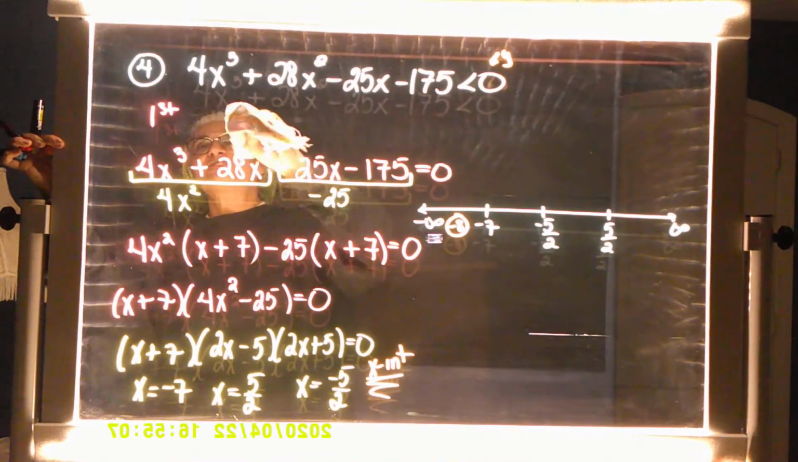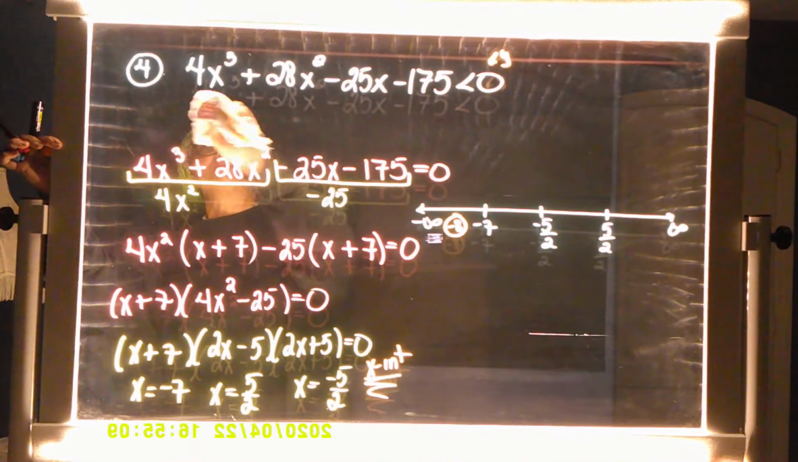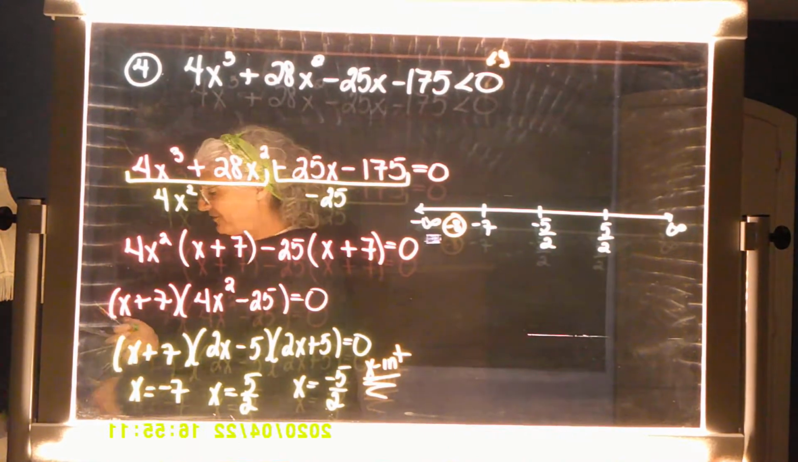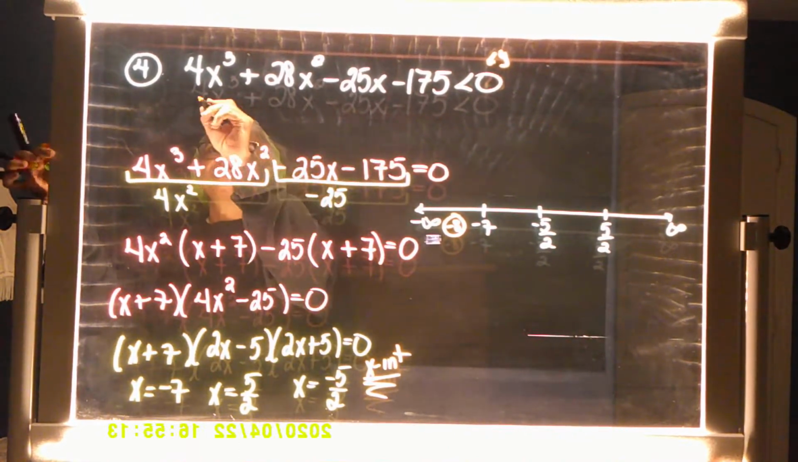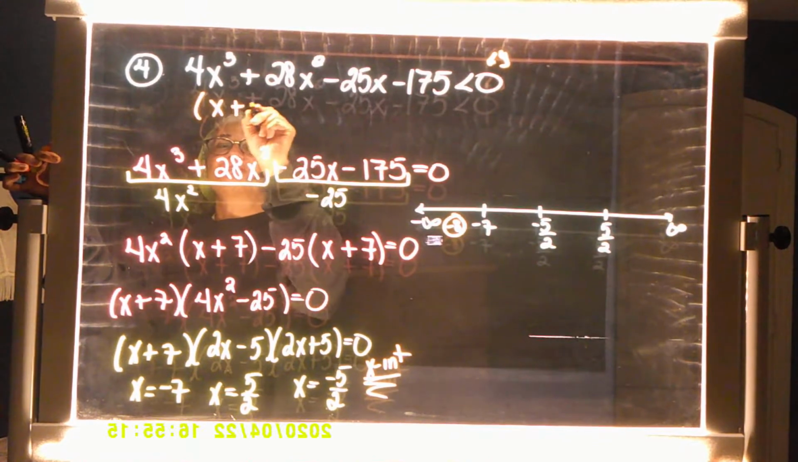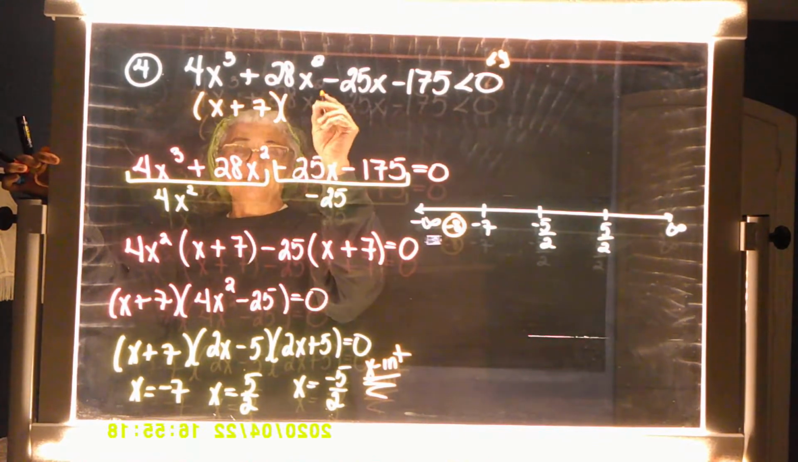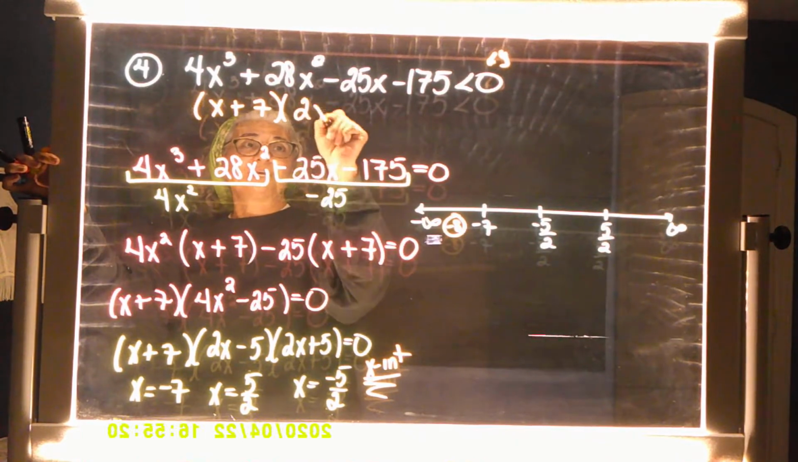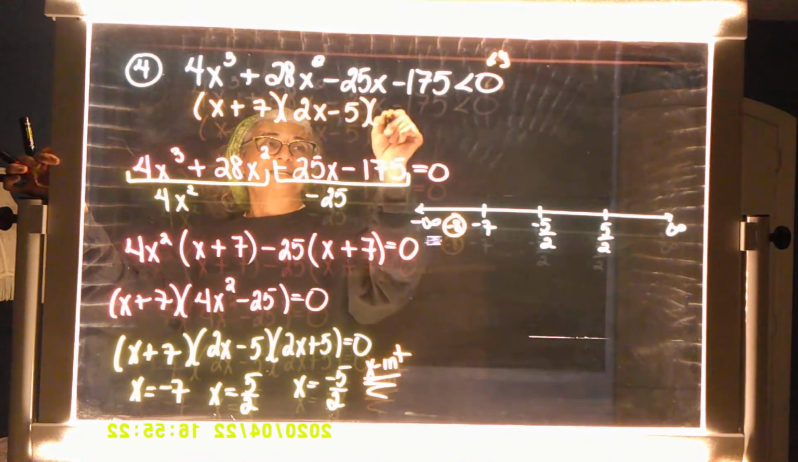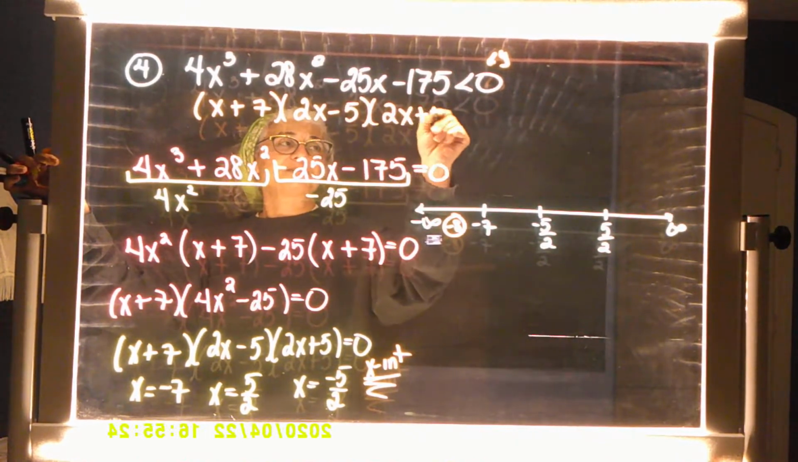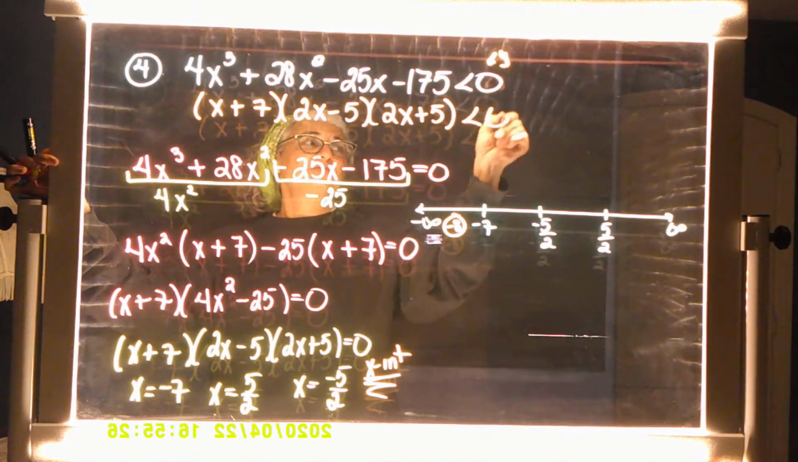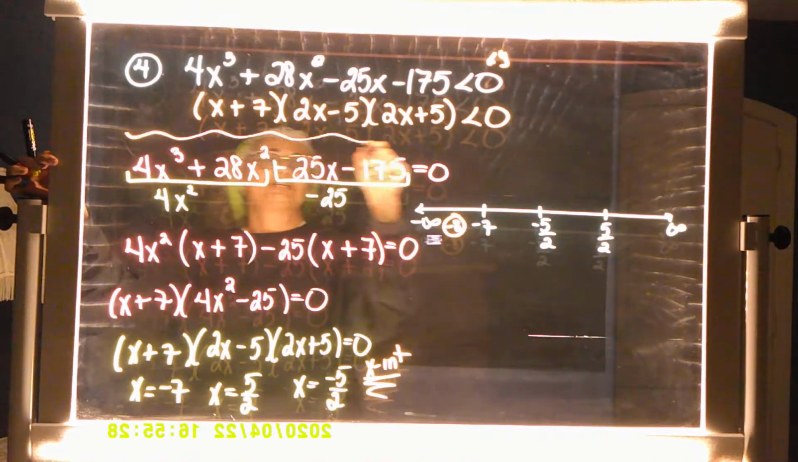We just factored this third degree polynomial, didn't we? And when we factored it, it became x plus 7 times the parenthesis of 2x minus 5 times the parenthesis of 2x plus 5. And that would still be less than 0. Are you with me?